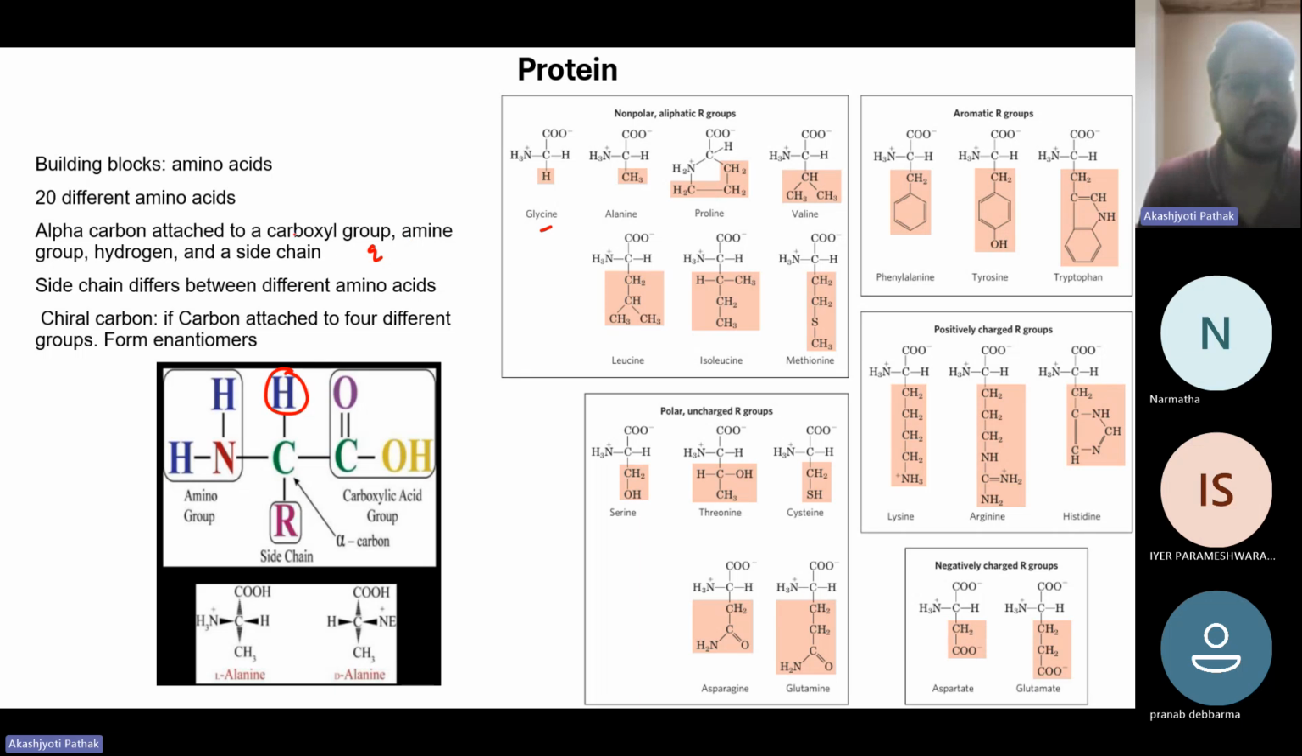So the building blocks of proteins are the amino acids. There are 20 different amino acids, and in the amino acid structure there is a central carbon called the alpha carbon, which remains attached to four different groups. Since these four groups to which this alpha carbon is attached are different in most of the amino acids, we say that this carbon is a chiral carbon.